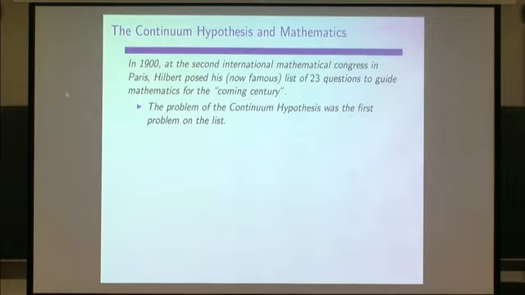Okay, now we get to the Wikipedia research. Well, no, this isn't Wikipedia. In 1900, at the Second International Mathematical Congress in Paris, Hilbert posed his famous list to guide the development of mathematics for the coming century. That was last century. The problem of the continuum hypothesis was the first problem on the list. And it was a relatively new problem at that stage.